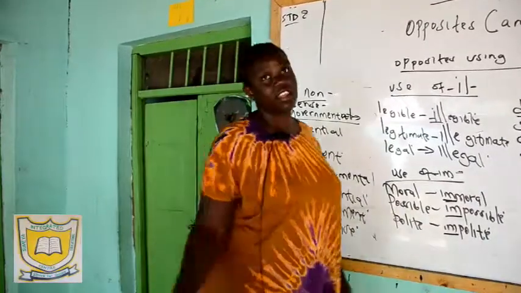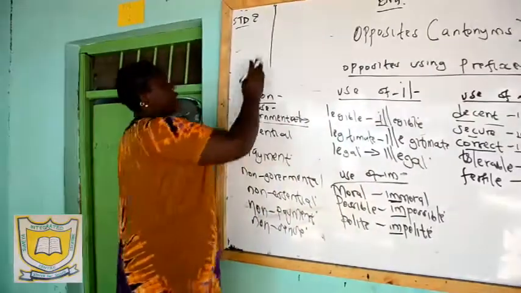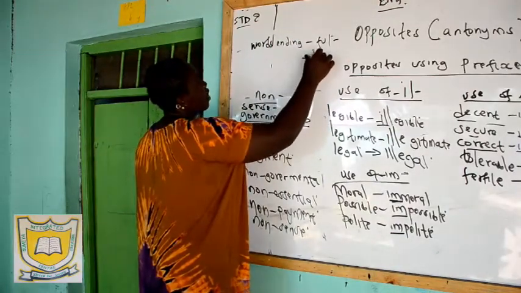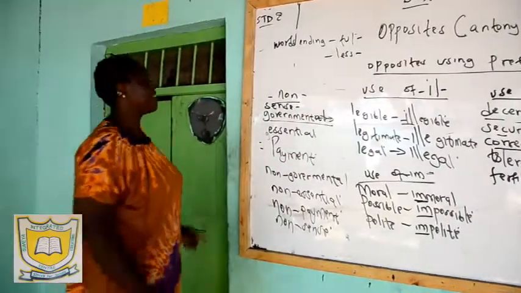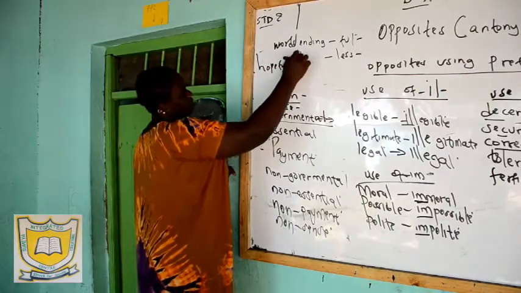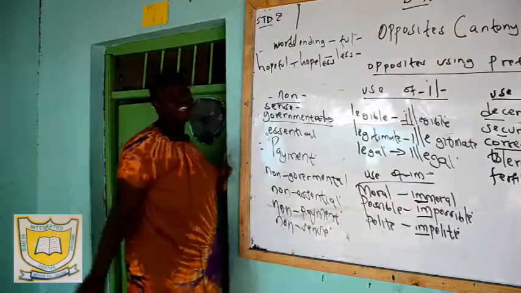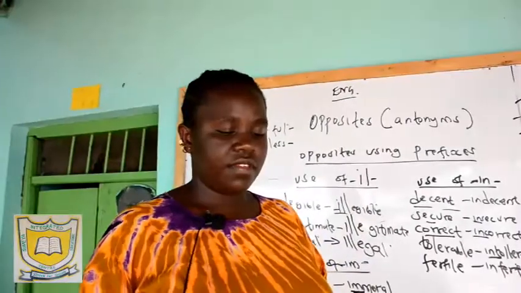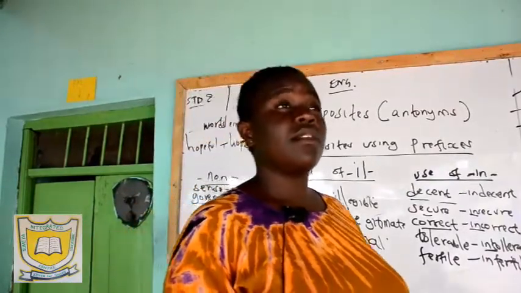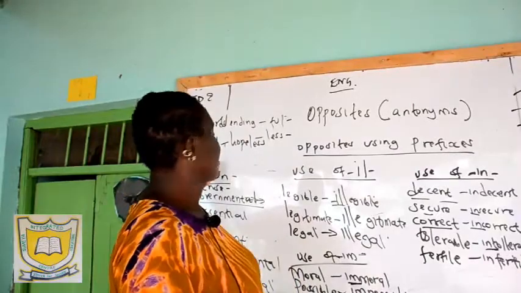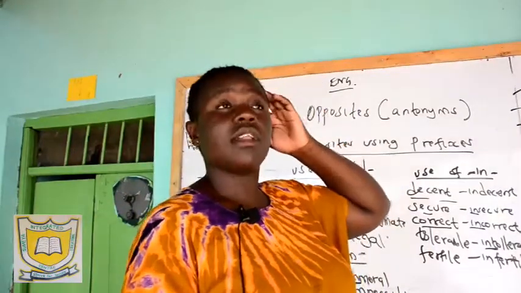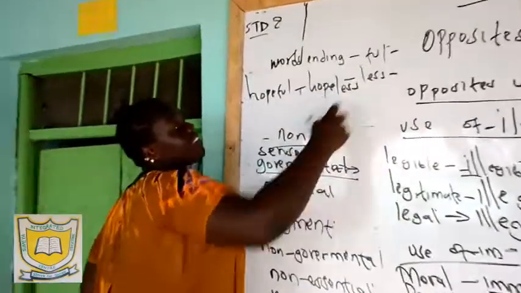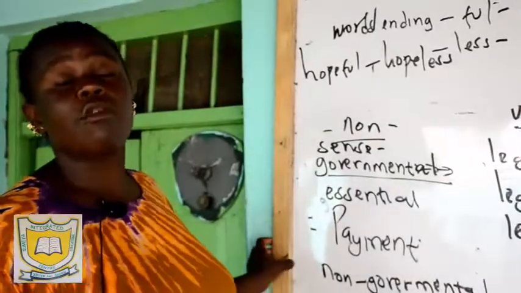Another thing I want to put across is that words ending with ful form their opposite by having less. For example, I'm hopeful that Corona will end. If you are not hopeful, then we say you are hopeless. Those words that end with ful form their opposite by adding less. Now, this is a suffix, which means you are putting it after a word.